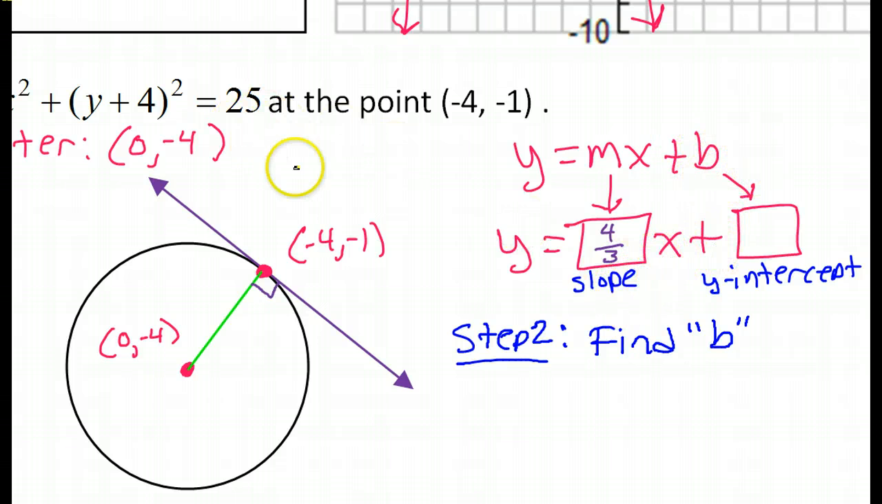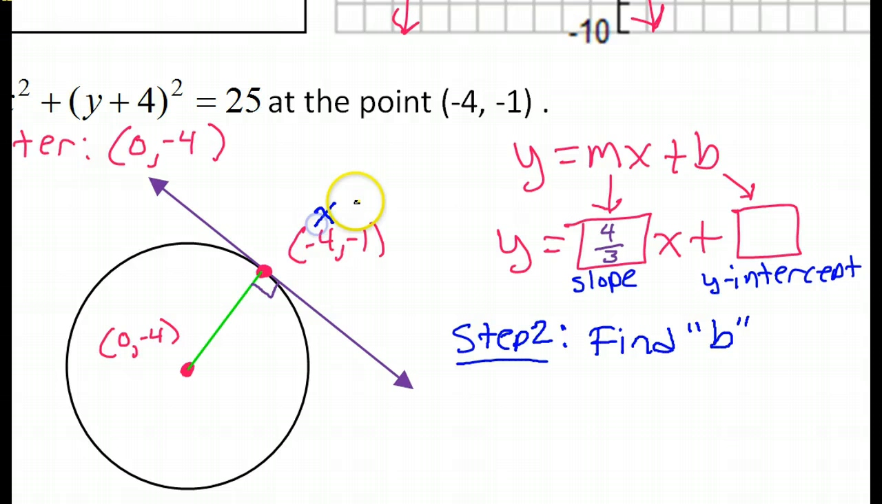And all you do is you pick a point that's on the line. A common mistake: some kids were trying to use the center. The center is not on this purple line. It's not on the tangent that we're finding the equation of. We only have one point on the line, and it is the point of tangency. So that's what we have to use.